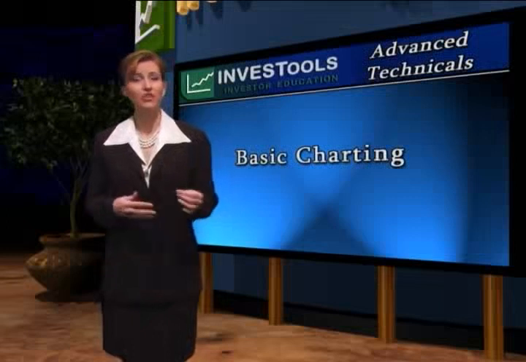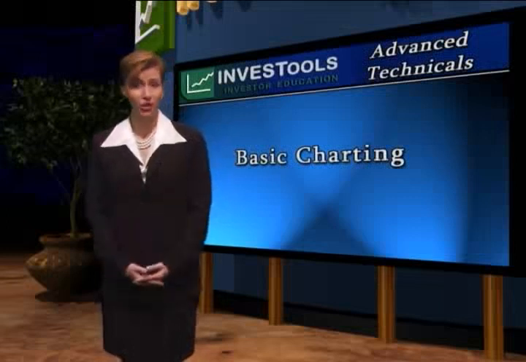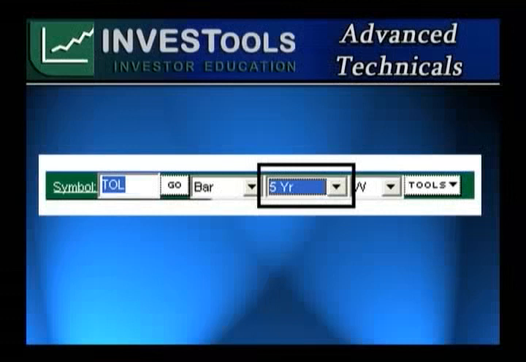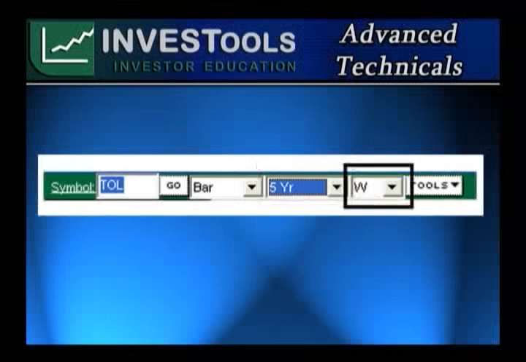Now let me show you how to adjust the time frame on your interactive chart. You can adjust the time frame by using the toolbar at the top of the interactive chart. To adjust the time span of the chart, click on the second drop-down menu from the left. When you get a chance, try adjusting your chart from a 1-year daily to a 5-year weekly chart.